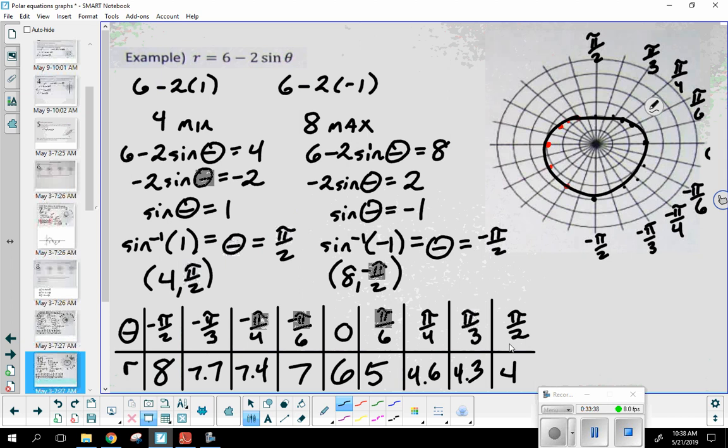Did anybody happen to go all the way on that problem? Actually, because I only asked you to do the first 2 steps, create the table and actually sketch it. So a few people did. Good, good, good. Okay. All right.